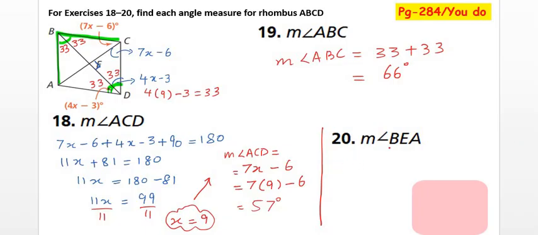Now they said find the value of angle BEA. Where is angle BEA? Let's erase this one, and let's mark BEA with the pink color. This one is B, this one is E, and this is A. So they want us to find how much is this angle. We know that the two diagonals are perpendicular to each other, so this angle will be 90 degrees. Clear?